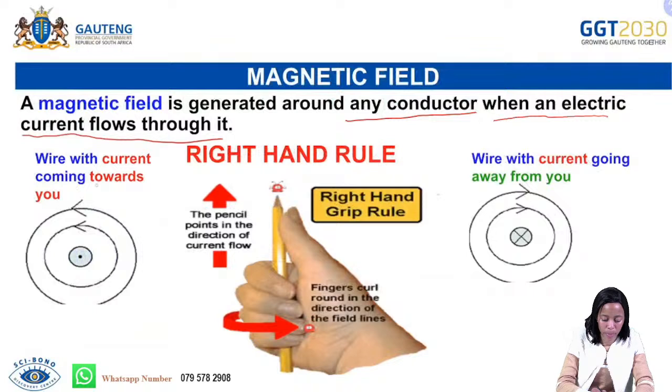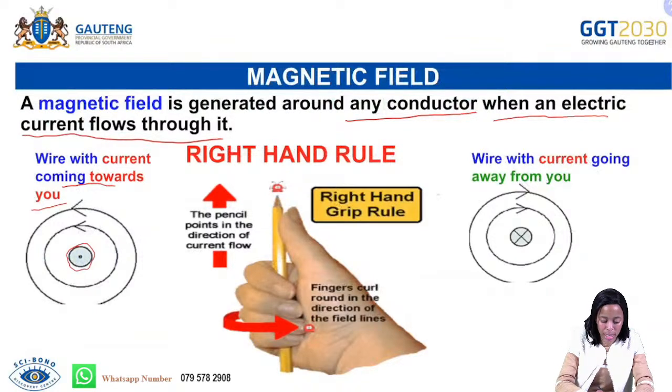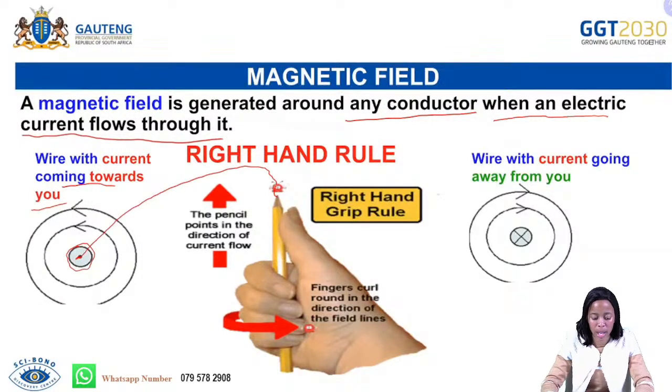Okay, then it says here, we have a wire with current that is coming towards you. If the circle there with the dot represents a wire, what does the dot inside the circle represent? We are therefore saying that it represents the current that is coming towards you. So when we want to represent a current coming towards you, we are going to use a dot.